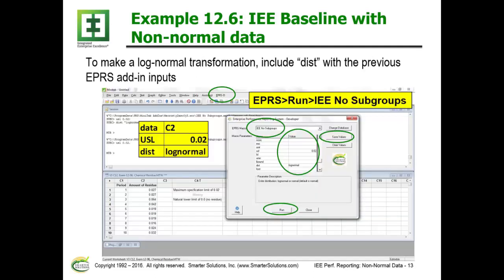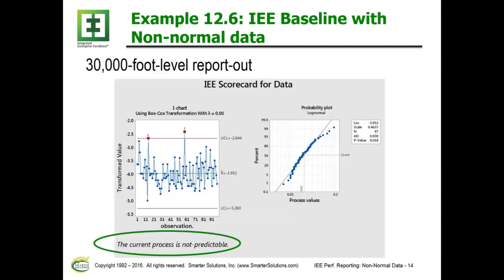So to make the log normal transformation, you go into EPRS, IEEE no subgroups, and then under the dist option, or the dist parameters, you type in the word log normal. And you come out and get this plot here. Now notice we have 2 points that are beyond the upper control limit, so therefore it says the current process is not predictable. There still seems to be a little curve to it, which may indicate that there's more than one distribution.